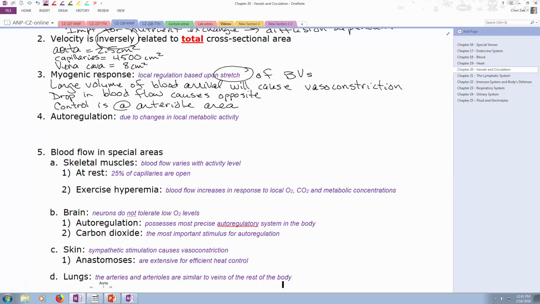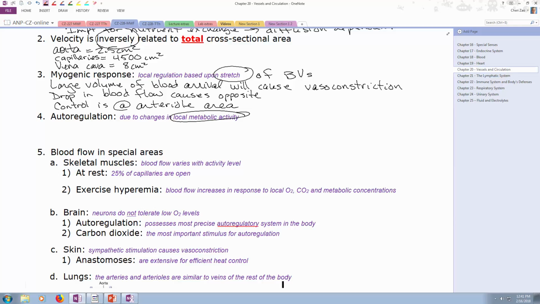Autoregulation is due to changes in local metabolic activity. So when I say metabolic activity, if tissues are very metabolically active, what do they need more of, and what do they make more of? They need more oxygen and they make more carbon dioxide. So when things are metabolically active, just like exercising, you need more oxygen and you end up making more carbon dioxide. So autoregulation is due to changes in local metabolic activity.